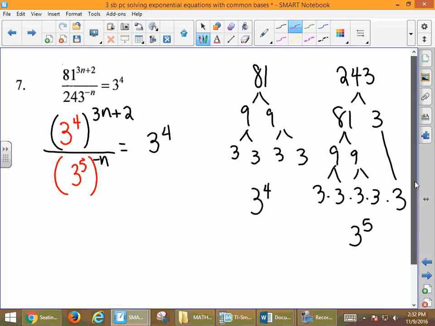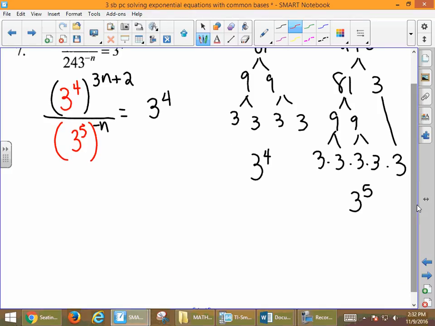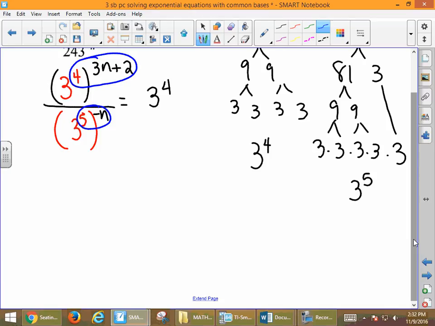So we've got a couple of more issues here that we need to deal with. But what we have is 3 to the 4th, then raised to another exponent. So we need to multiply those values together. And that happens in the numerator of our fraction, but it also happens in the denominator of our fraction too. So if we simplify this a little bit, we're using the distributive property, and we're going to get 3 to the 4 times 3n, which is 12n, and then 4 times 2 is 8. We distributed that 4 over the 3n plus 2.